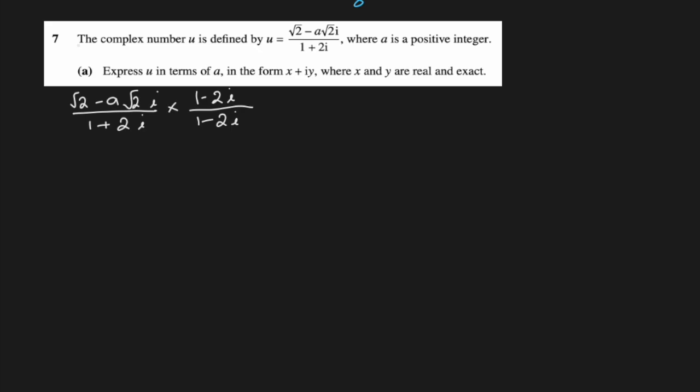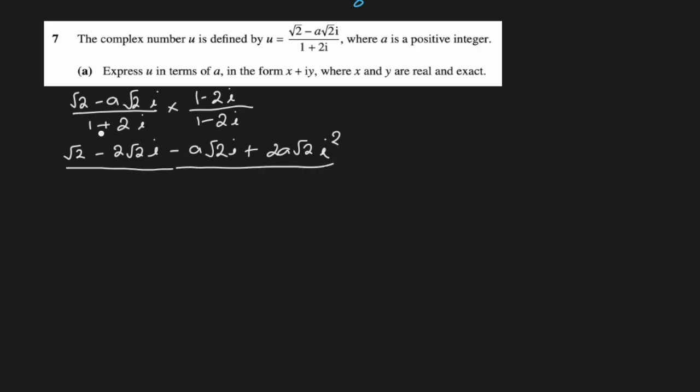And now we can multiply them one by one. Square root 2 times 1 is square root 2. Square root 2 times minus 2i gives minus 2 square root 2i. Then minus a square root 2 times 1 is minus a square root 2 only i. And then it multiplies, it will be positive 2a square root 2i square.